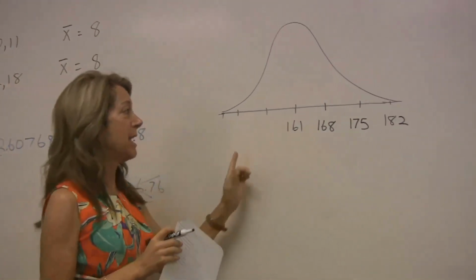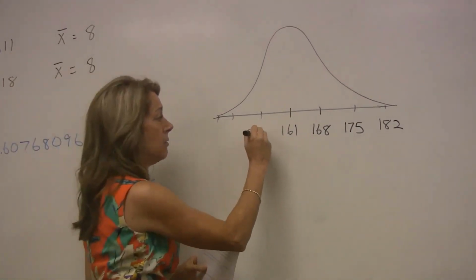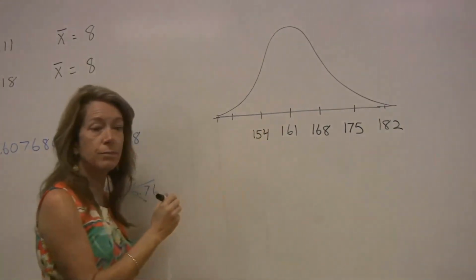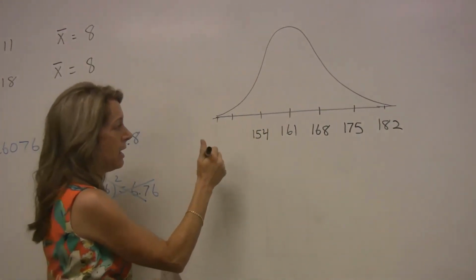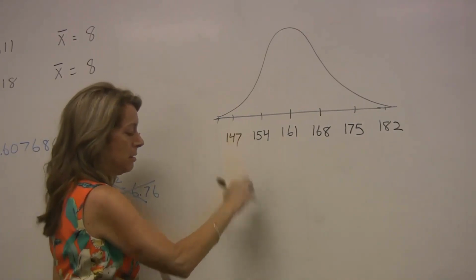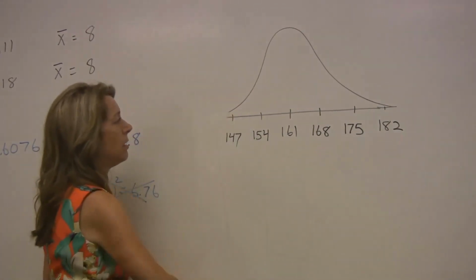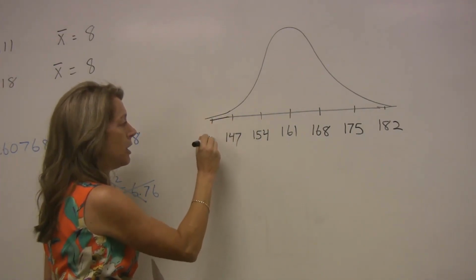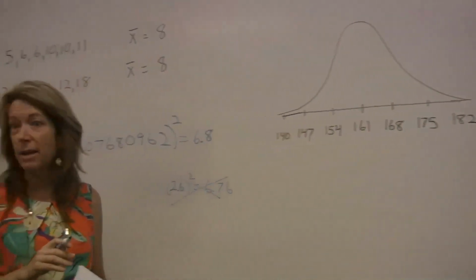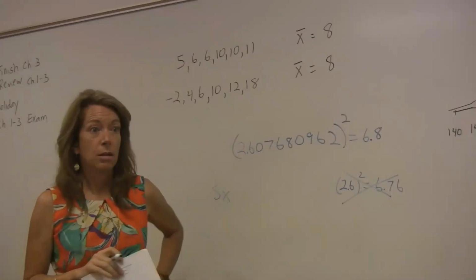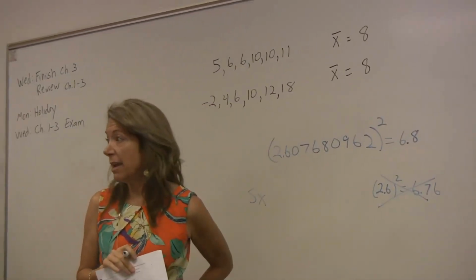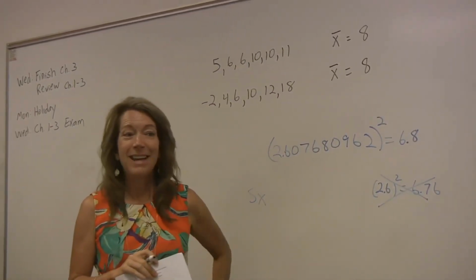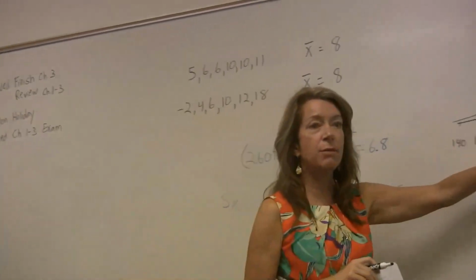So 161 minus 7 is 154. And if I subtract 7 again, 140? I'm subtracting in my head. Tell me if I'm wrong. Okay, I got my subtraction down for the day. We're good. Okay, so this number line describes women's heights.